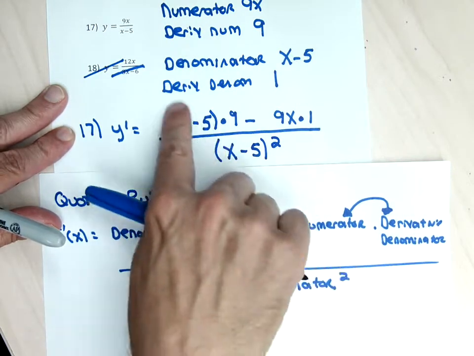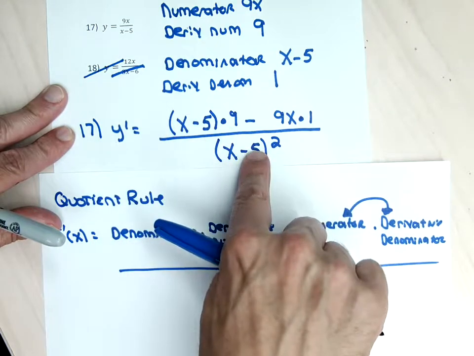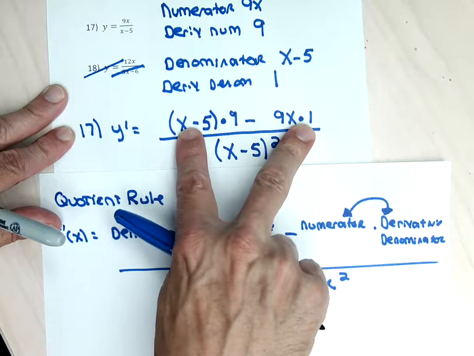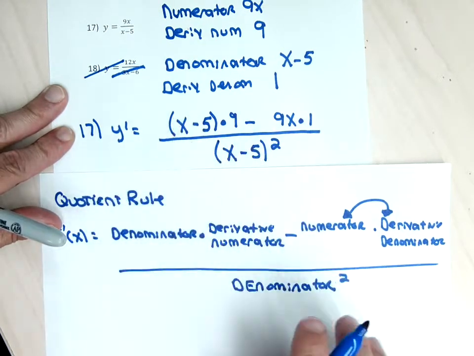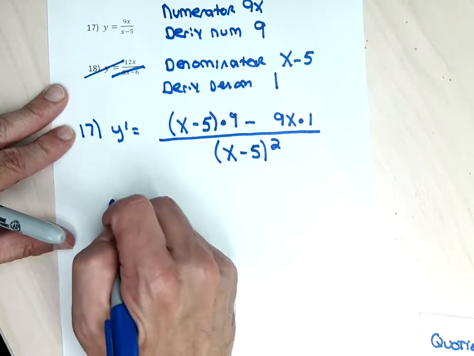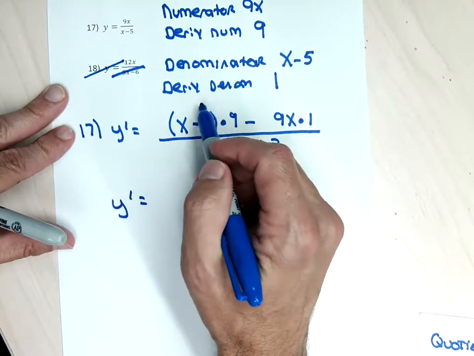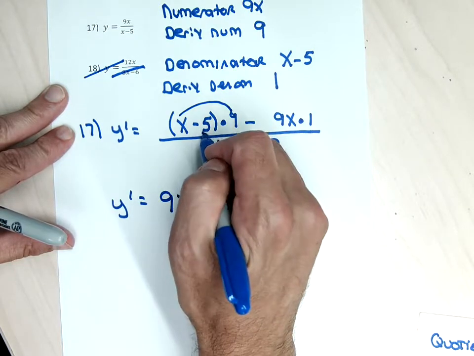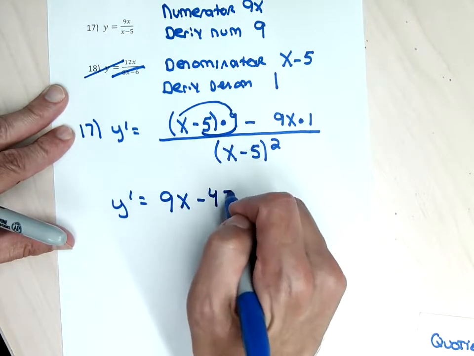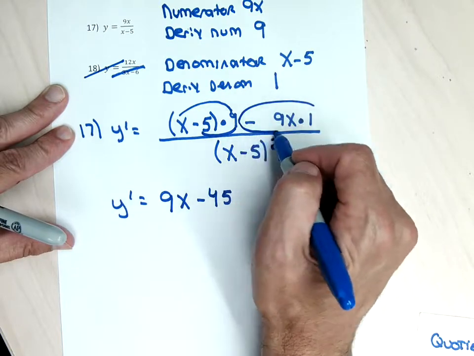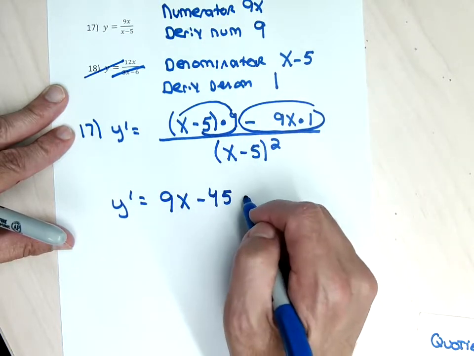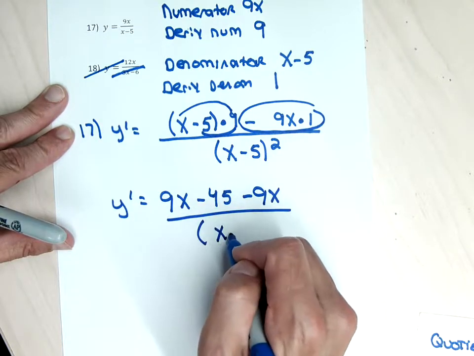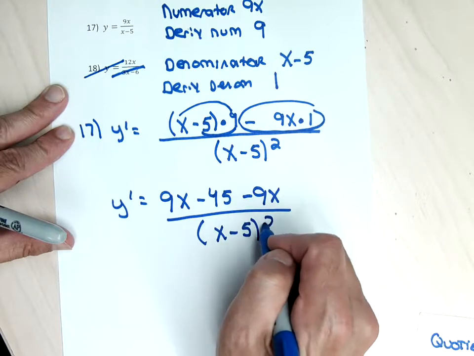Again, you can't cancel the x minus 5s like this. If there was an x minus 5 in a parentheses on both sides of the minus sign, then you could cancel. But this would be illegal to cancel. So now I'm going to just clear the parentheses in the numerator. I'm going to go x times 9 and get 9x. Minus 5 times 9 and get minus 45. And then this piece, anything times 1 is itself, so minus 9x times 1 is minus 9x. I never FOIL out the denominator. I always just leave it with the exponent.